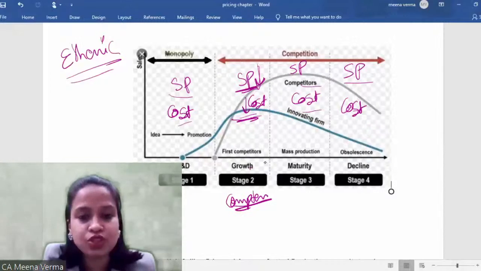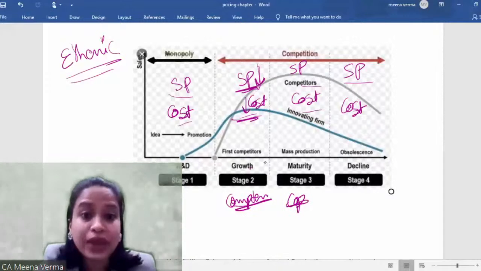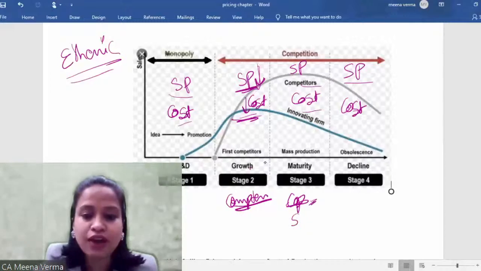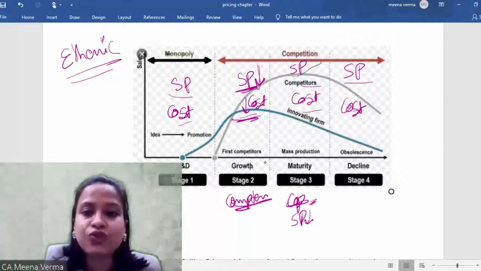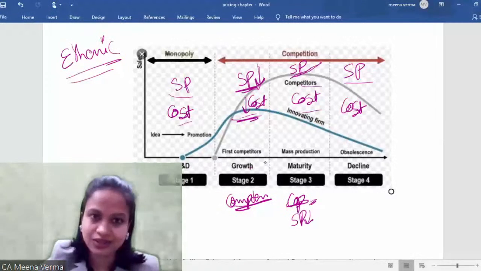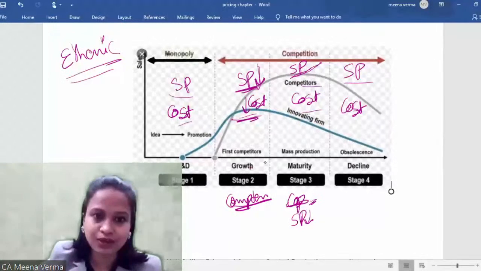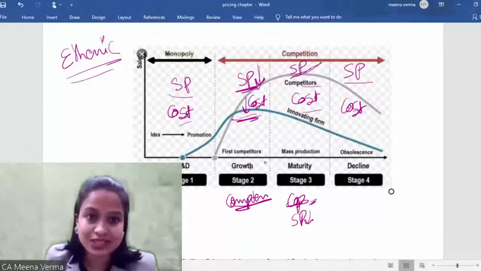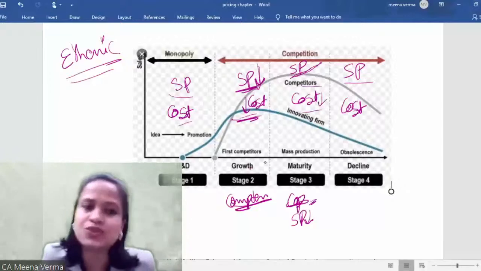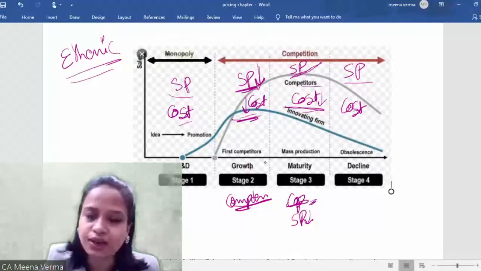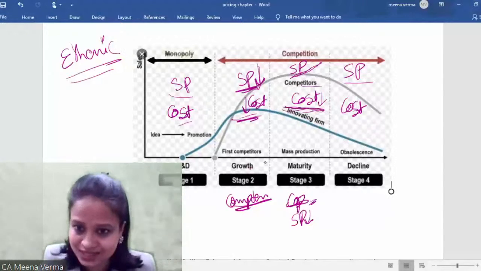Once you reach the maturity stage, the competition will be intense, very high competition in this case. So you have to find a way to reduce the selling price more, or you should try to increase the features of your product. You will try to improve your product to be better than your competitor's, because the competition is intense in this stage. Cost will remain constant because now the learning curve is not applicable, so the labor cost, material cost and other costs will remain constant at this stage.